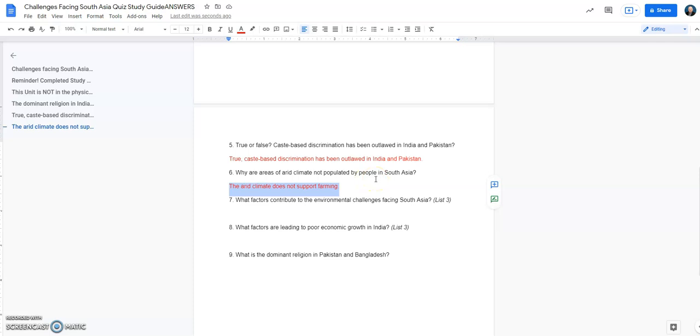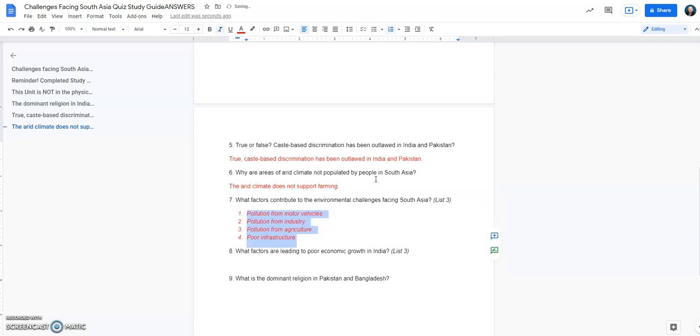Question number 7. What factors contribute to the environmental challenges facing South Asia? There's a few. First would be pollution from motor vehicles. You remember, when we're talking South Asia, we're talking India and Pakistan. And India has 1 billion people. And they have a lot of people who are driving, a lot of cars on the road. And the thing about the cars is that they're not as fuel efficient as the cars we have in the United States. They're kind of running old cars with kind of old engines and transmissions and things, and they put out a lot more pollution than the cars we have in the United States.